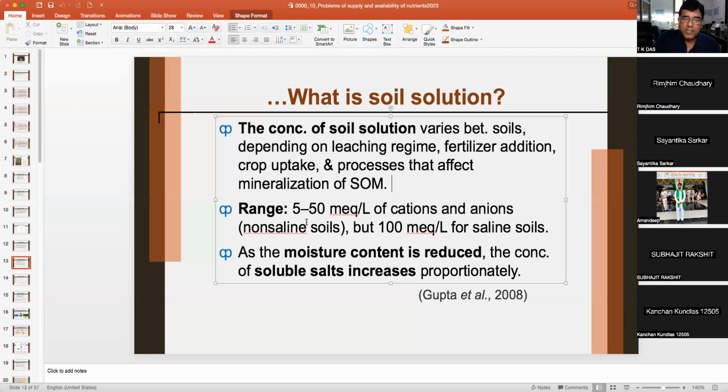The range is 5 to 50 milliequivalent per liter of cations and anions together in non-saline, normal soils. This is the range of cations plus anions, but it is 100 milliequivalent per liter for saline soils. In saline soils, you will have a higher concentration of solute.